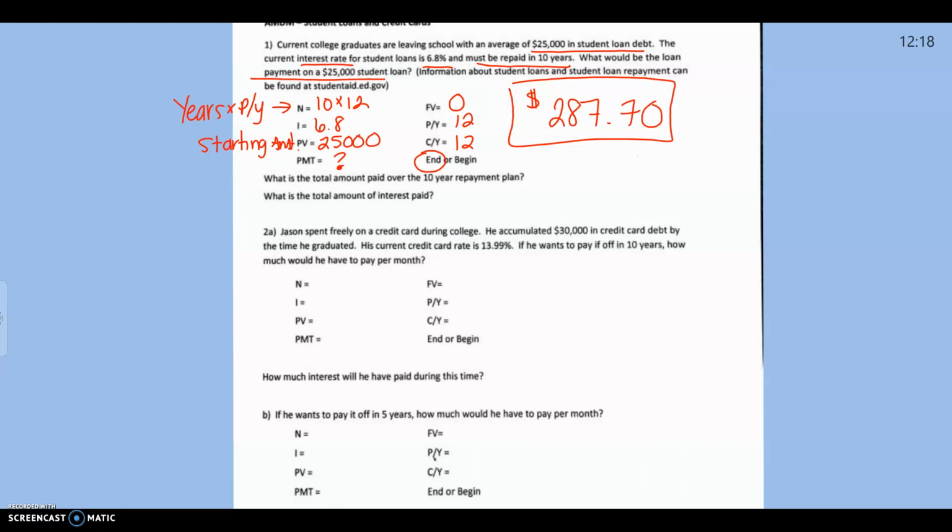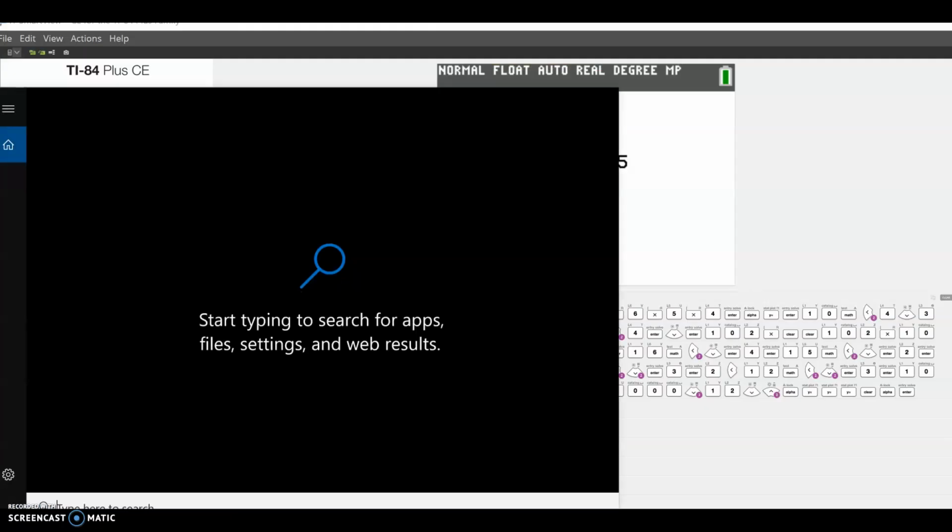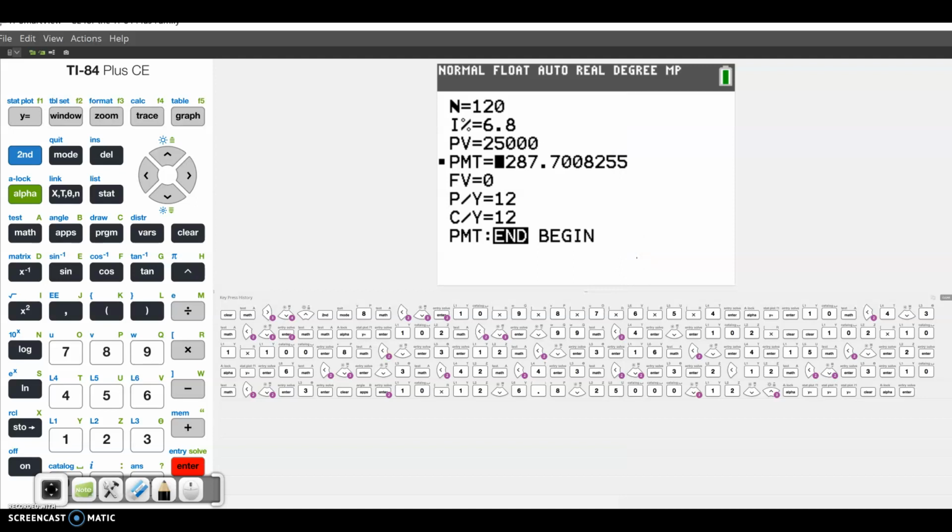Now here's the deal, y'all. If you don't have a calculator, you can do it on the internet. Also, notice in our calculator it said negative $287. Y'all, that just means it's coming out of your account. You don't pay attention to the negative. You just enter $287.70 as your final answer.